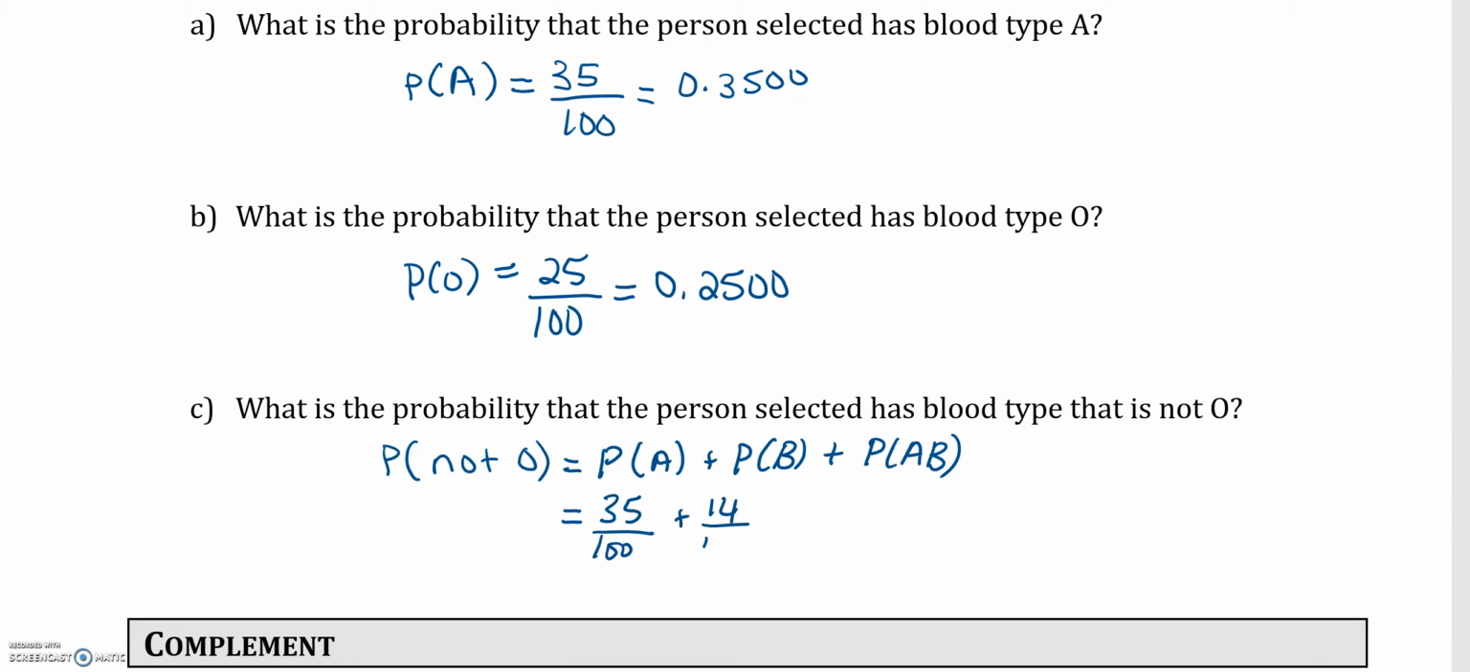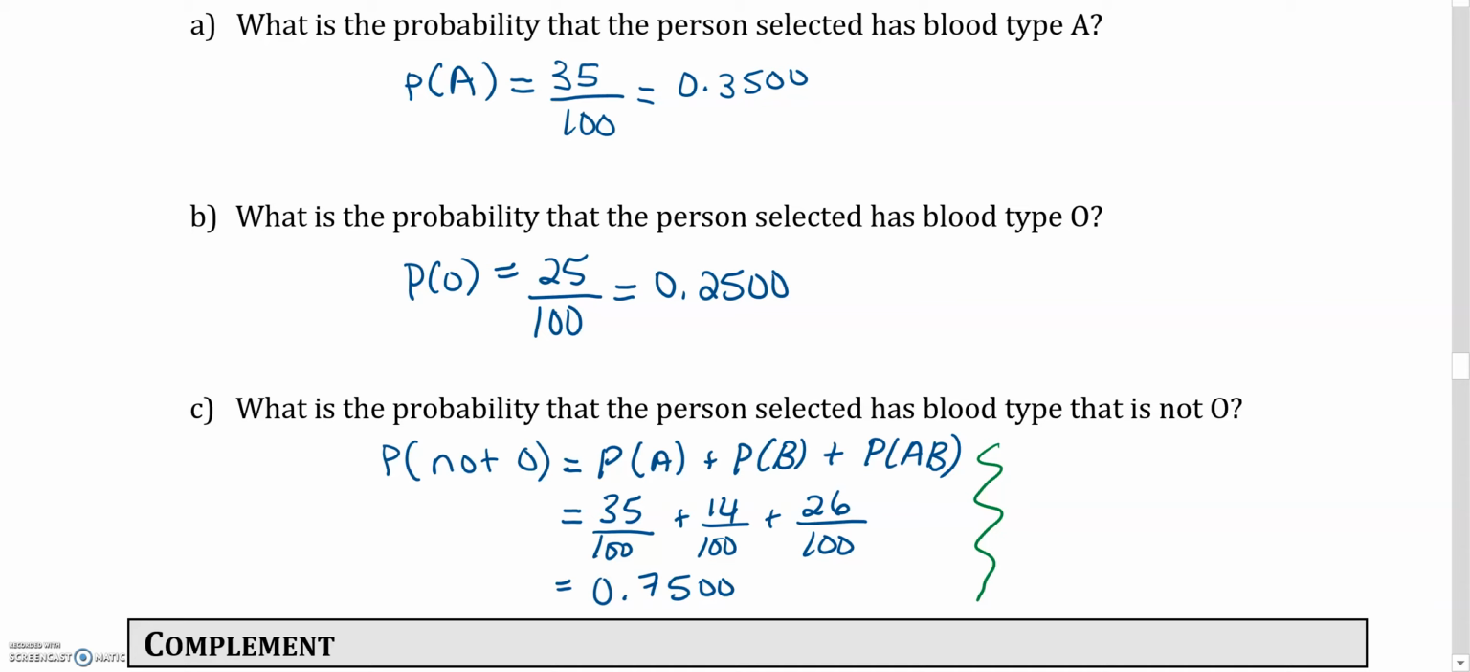So some of you may have approached this a little bit differently when performing the calculation. I'm going to show one other method, but no matter how we approach this problem, we should get the same probability. So the probability of not being type O is 0.7500.